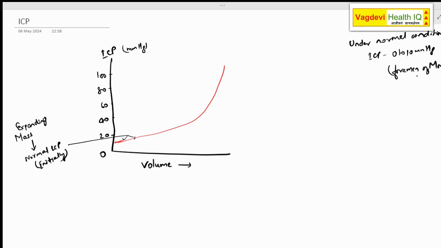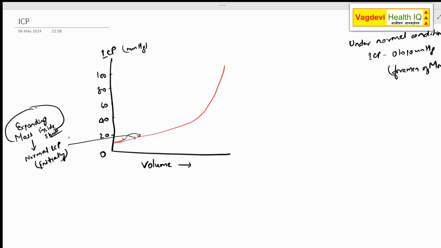Factors affecting ICP will come later, don't worry about it. What is the maximum value? It can go up to 100 mmHg, depending on what kind of activity it is. If it is straining or even coughing, it may occur transiently, no doubt, yes, it can go high. Let us come back to this picture. Initially it can maintain the normal ICP even though there is an expanding mass inside the skull.